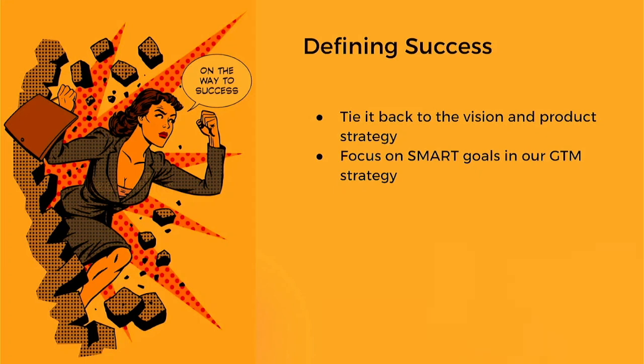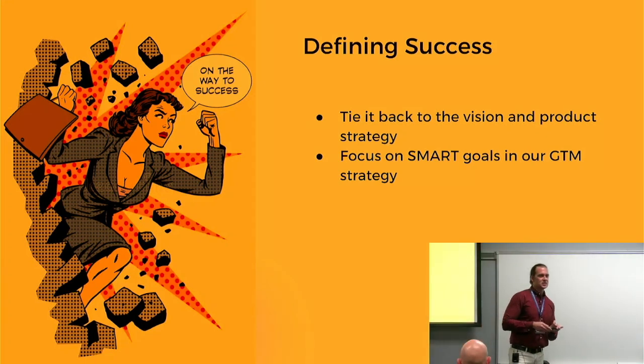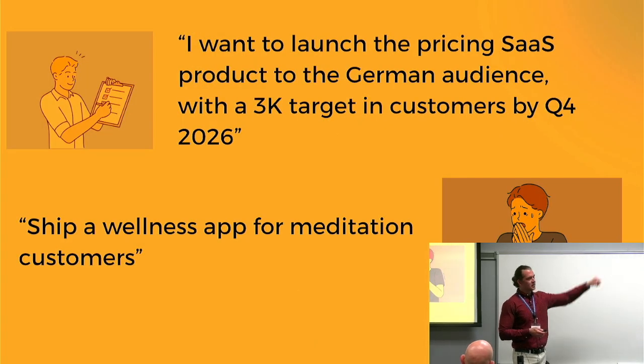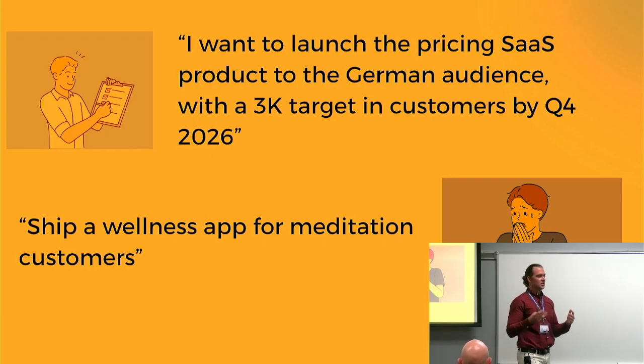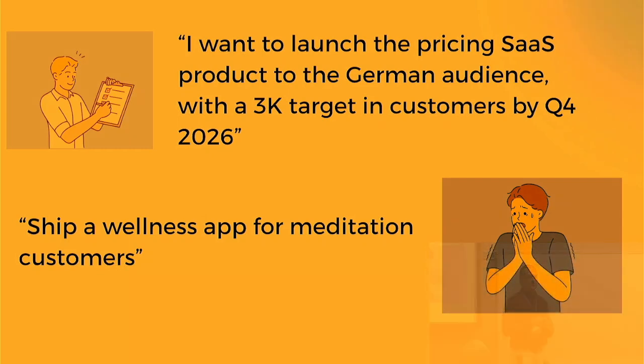Now, encompassing our go-to-market strategy, we need to define what success is, right? At Amazon, we love using SMART. It's just very easy to understand. A SMART goal would be the following. Let's say at the top here, I want to launch a new pricing SaaS product to a German audience targeting 3,000 customers by Q4 2026. When I read that statement, or if I'm even just a leader and I didn't write that statement, I know exactly what is going to be launched. I know how many customers we're going to get. I know by when, and I know the persona. To me, it's complete. I'm happy, let's say as a director.